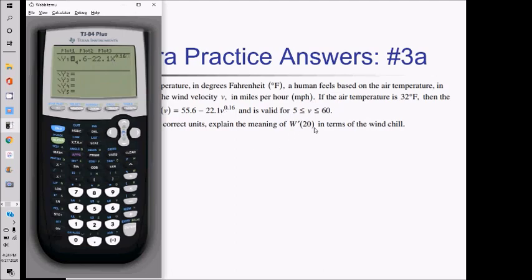Now to take the derivative of this at 20, let me quit out of there, and I'm going to do math 8. That brings up my derivative function. Let me do dx. I'm going to do alpha trace y1 for the function, because that's where I stored w of v. And I'm going to do this at velocity 20, input 20. And that comes out to about negative 0.286.